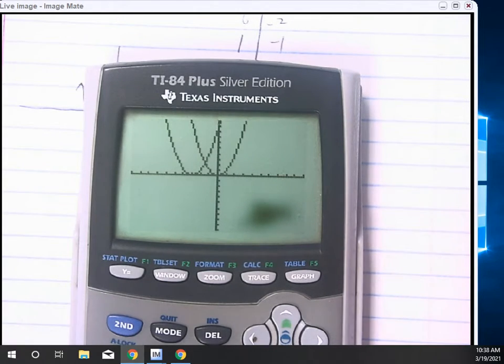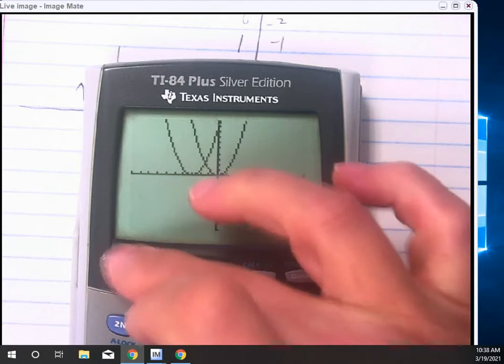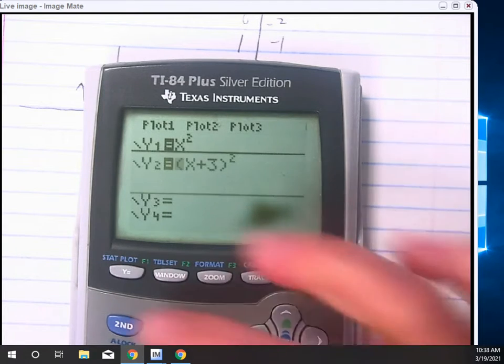You okay with that? I will expect you to be able to do this graphing without a calculator, looking at transformations only. Okay? Let's see if we can put it all together then.